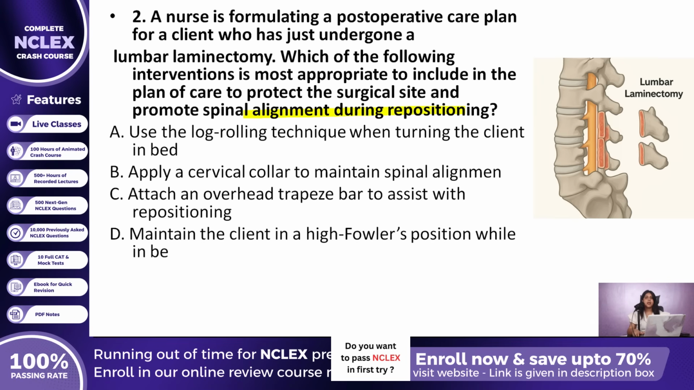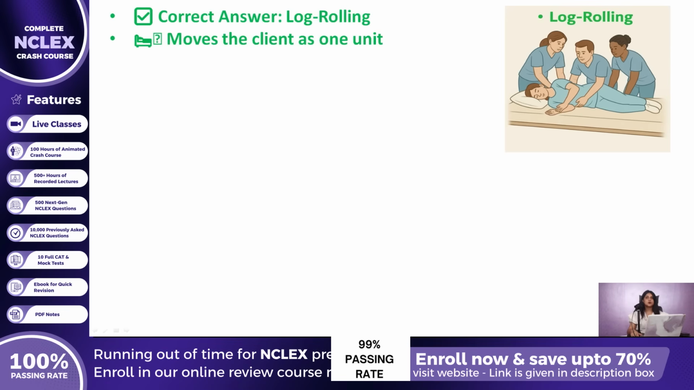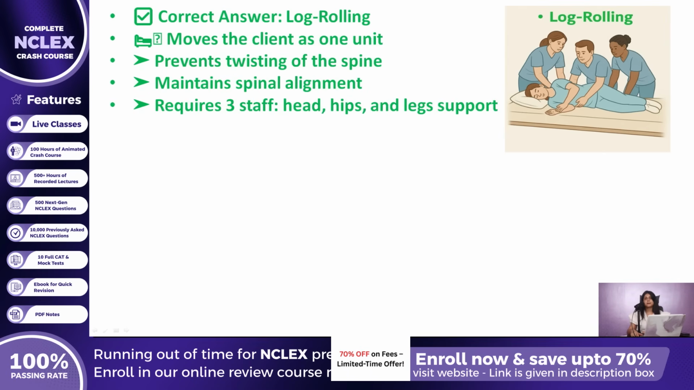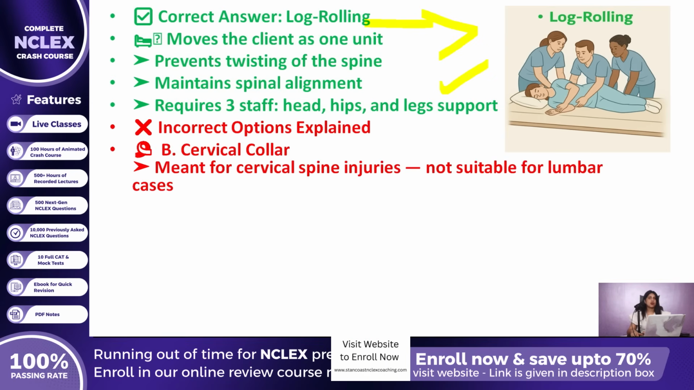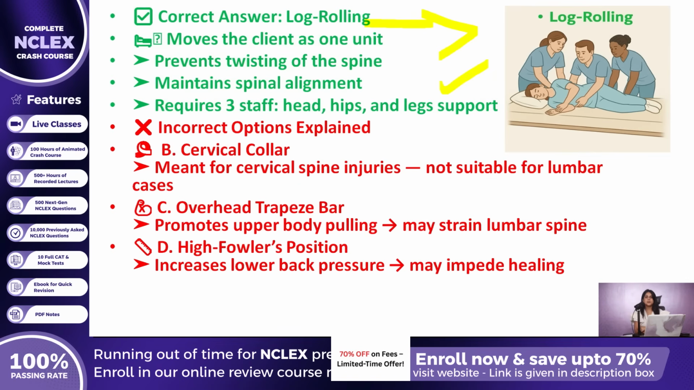The correct choice is A, because log rolling moves the client as one unit without twisting the spine, minimizing movement that could disrupt healing. This technique typically requires 3 staff members to stabilize the head, hips, and legs. In contrast, option B, a cervical collar, is used for cervical spine surgery and is not appropriate for lumbar procedures. Similarly, option C, an overhead trapeze bar, encourages upper body effort that could strain the lumbar area and is contraindicated. Finally, option D, a high Fowler's position, increases pressure on the lower back and may hinder recovery.